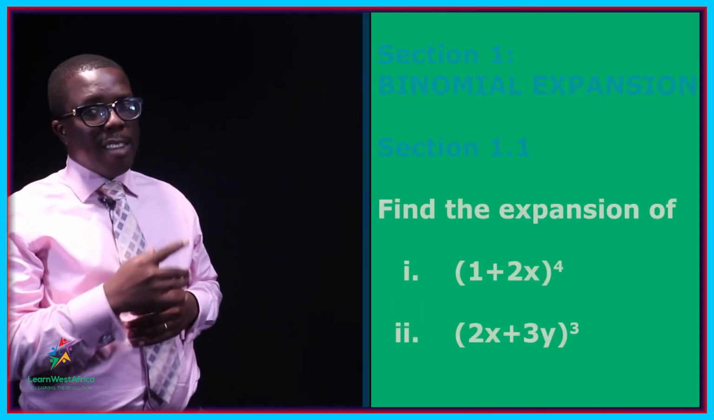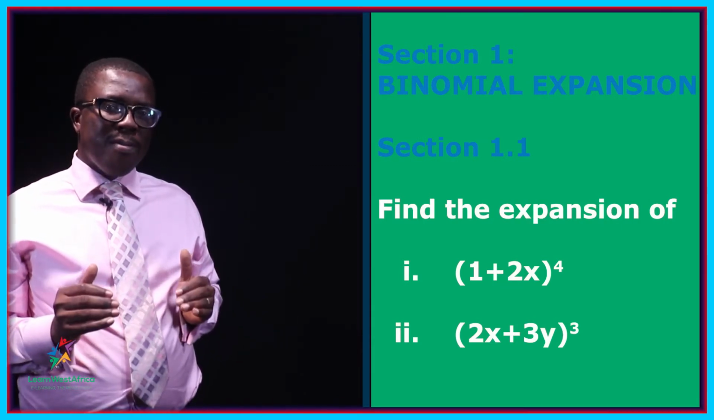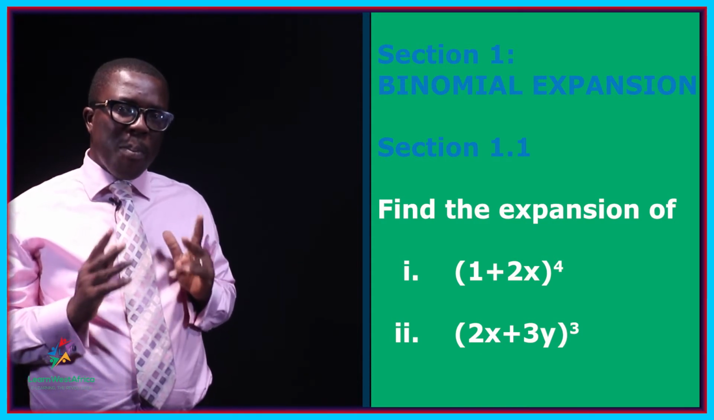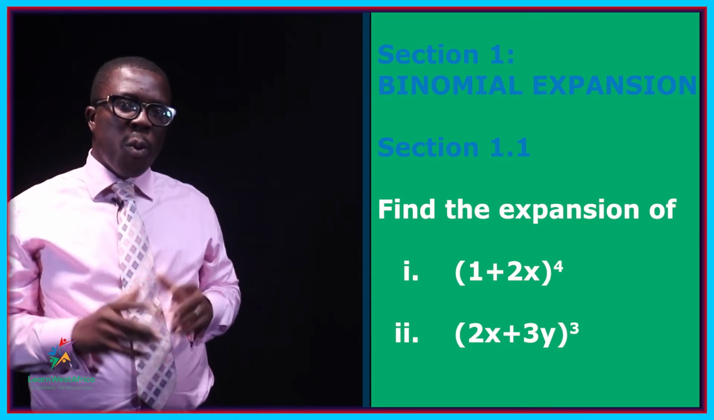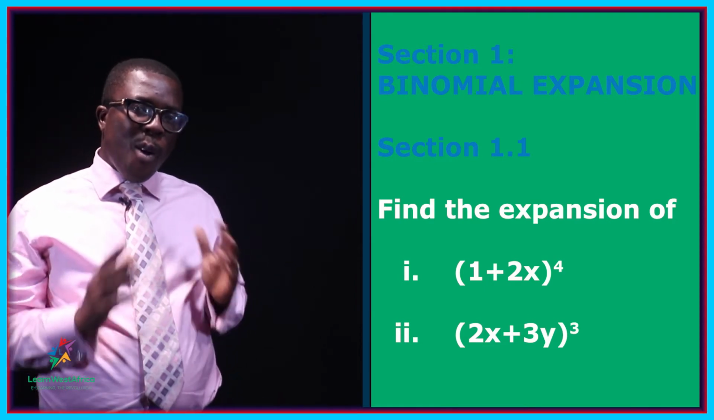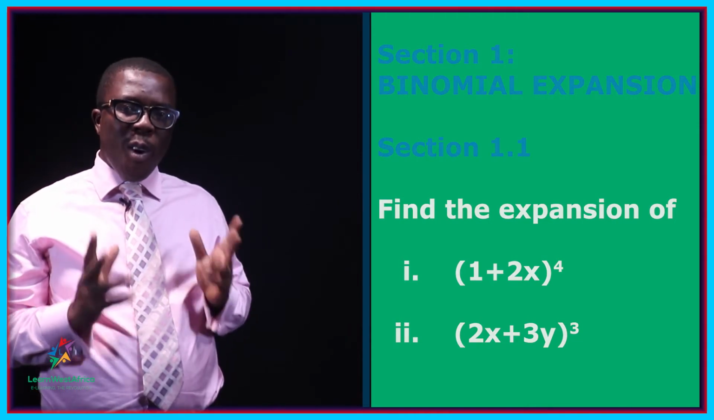So the first question that we are going to look at says, find the expansion of (i) 1 plus 2x all to the power 4, (ii) 2x plus 3y all to the power 3. We want to find the expansion of these in ascending powers of x for all of them. How do we deal with that? Let's see.